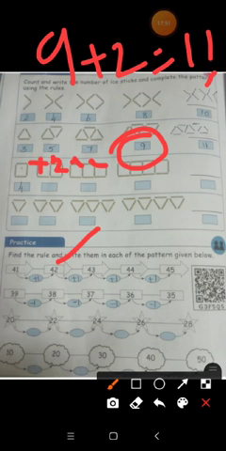We have to add in each pattern. We have to keep adding 1 to every number. So here the rule is plus 1. I hope you understand. You can follow the same method to complete the remaining patterns.